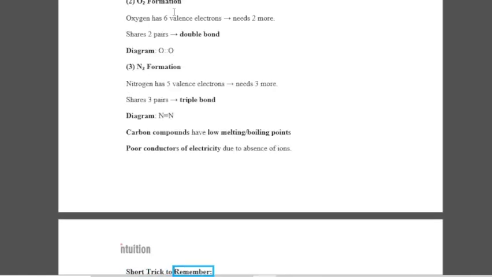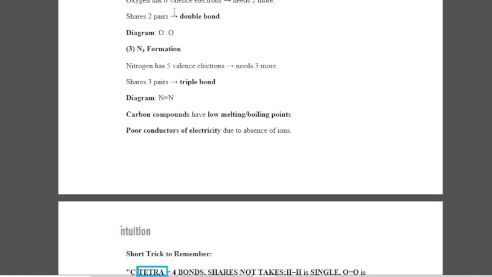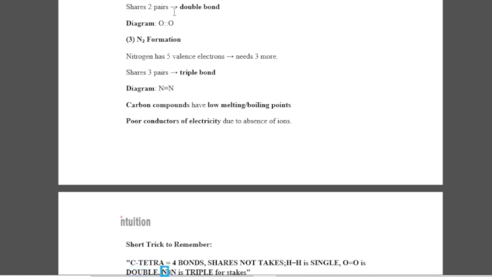Short trick to remember: C equals 4 bonds, shares, not takes. H–H is single, O=O is double, N≡N is triple.